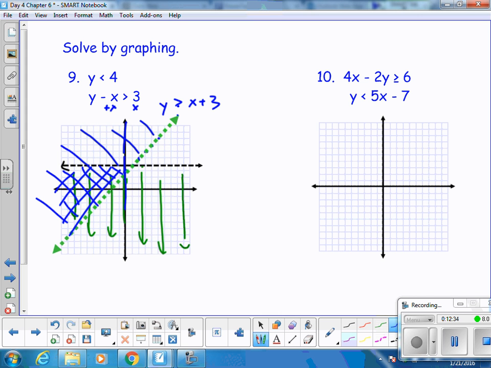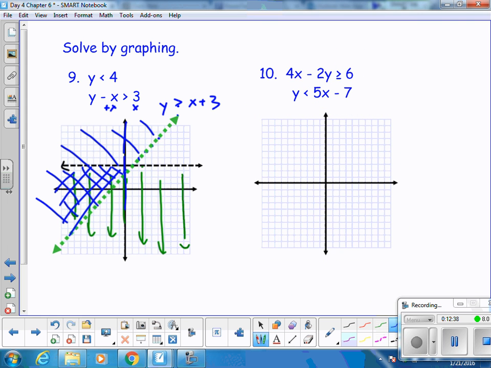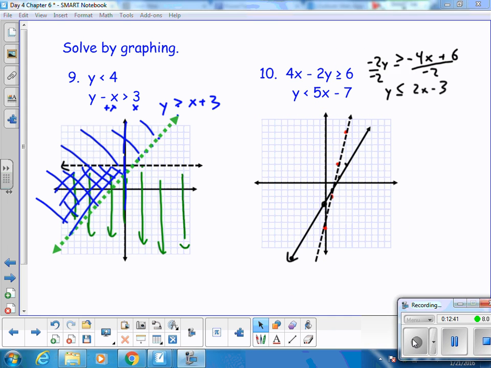All right, let's go ahead and try number 10. Why don't you press pause, give it a try, and let's see how we do. Okay, I took my first equation, turned it into slope-intercept form, so I could plot it. I took my second equation, my second inequality was already in slope-intercept form.